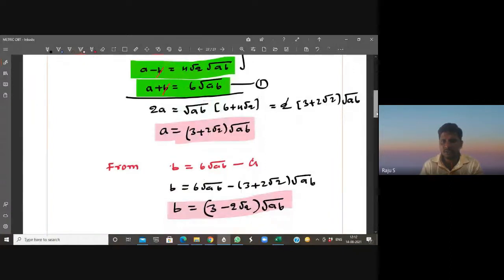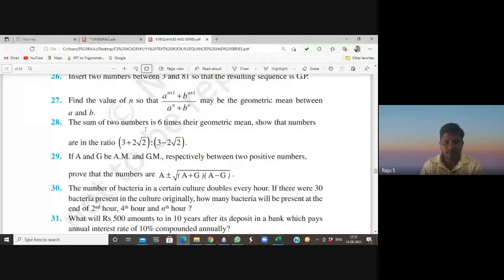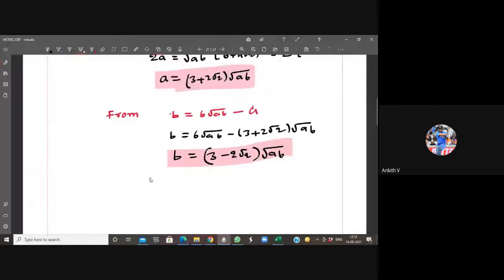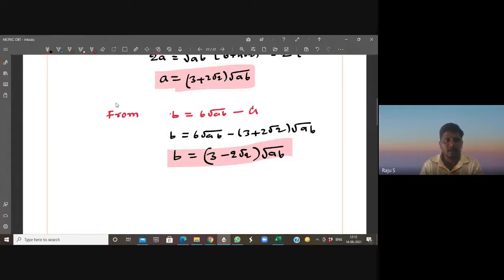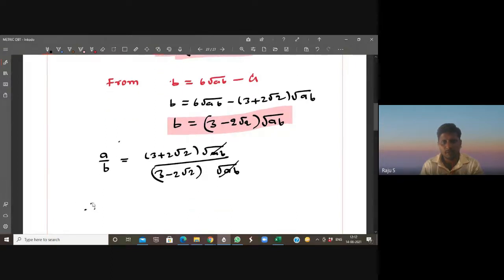After that, what shall we do here? We have to take A divided by B, sir. They are asking to show the ratio. The ratio is 3 plus 2 root 2 by 3 minus 2 root 2. Yes, exactly. Now you can take the ratio. Ratio means A divided by B is equal to 3 plus 2 root 2 root AB over 3 minus 2 root 2 into root AB. Root AB cancels. Finally, therefore, A is to B is equal to 3 plus 2 root 2 is to 3 minus 2 root 2.